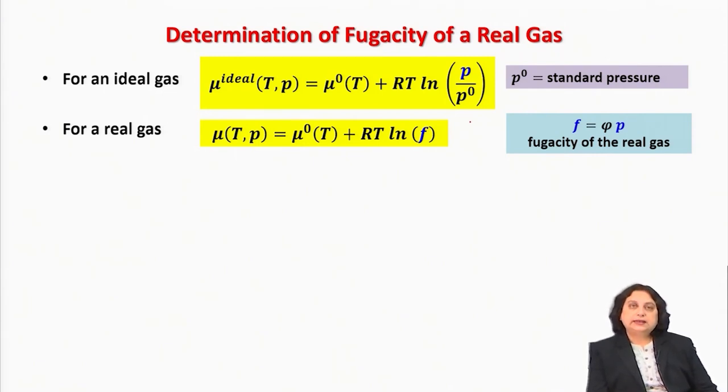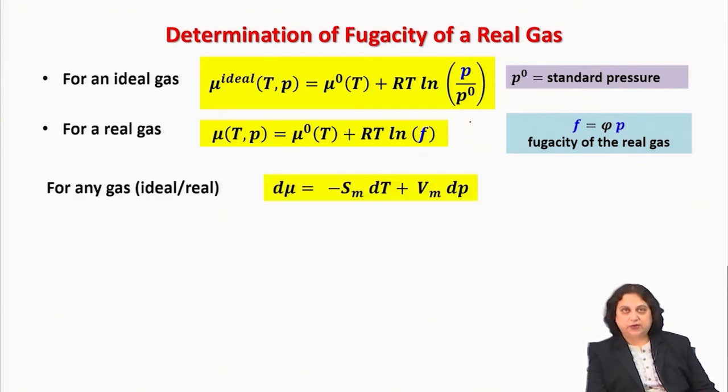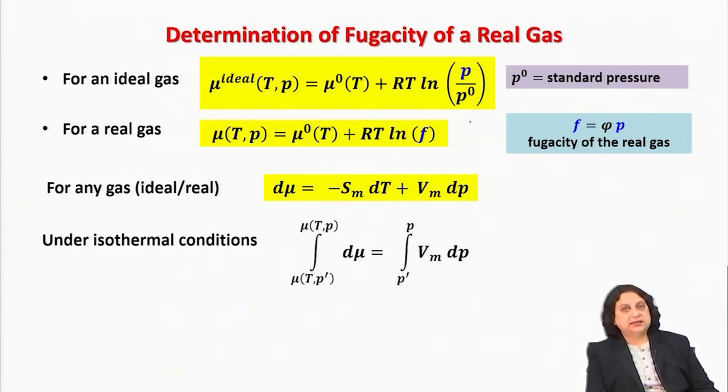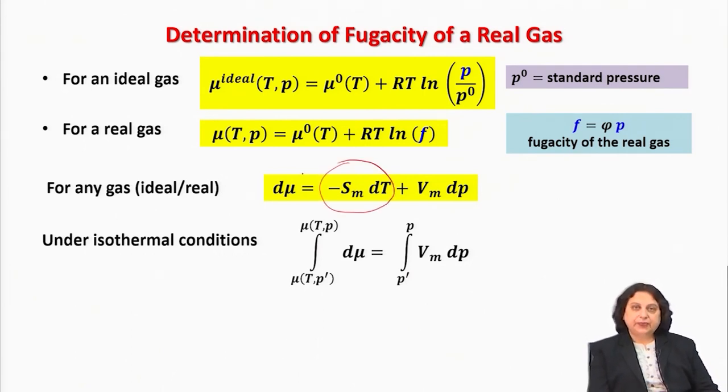In order to do so, let us take up a very simple exercise whereby we understand that for any gas, ideal or real, I can write down the dμ of this gas is equal to minus S_m dT plus V_m dP. Therefore, under isothermal conditions, I should be able to write this expression where dT is equal to 0. I have removed this term, and now I am integrating from an initial value of pressure P prime to a final value of pressure P, whereby the value of μ goes from this value to this value.